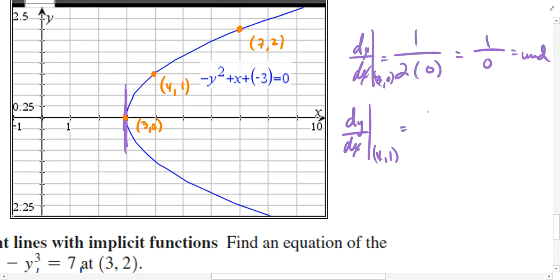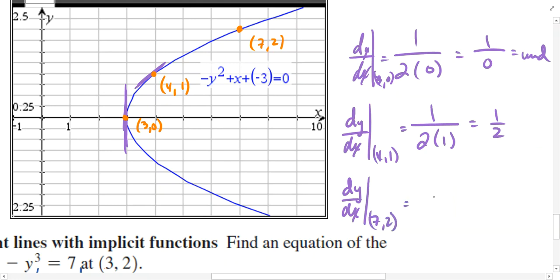At 4, 1, well, again, we don't need the x component. We just need the y component. This is a half. So that seems reasonable. We have a slope of a half right here. And then the slope dy dx evaluated at 7, 2 ends up being 1 divided by 2 times 2, which is a fourth. And the steepness of this line here is less than the steepness that we had back here. And according to my calculations, that steepness is 1/2.